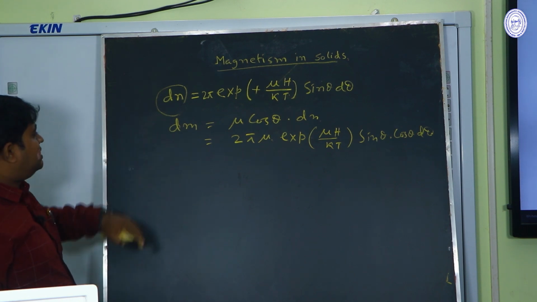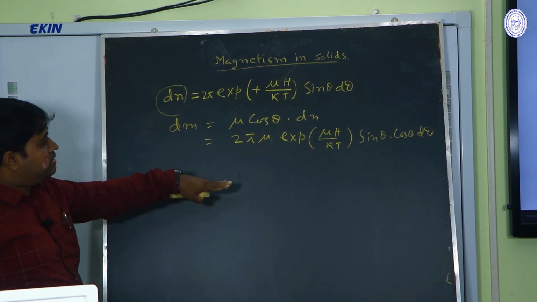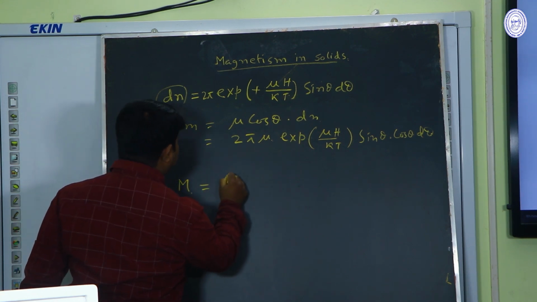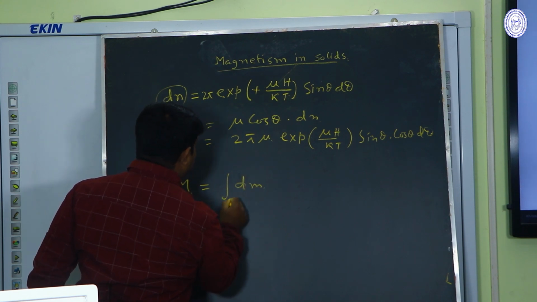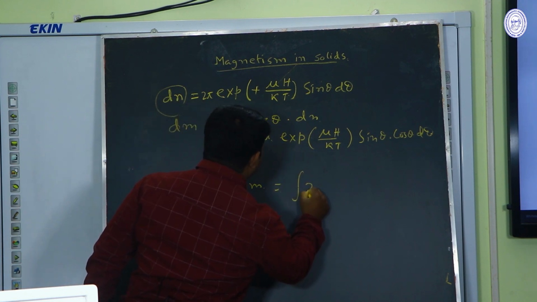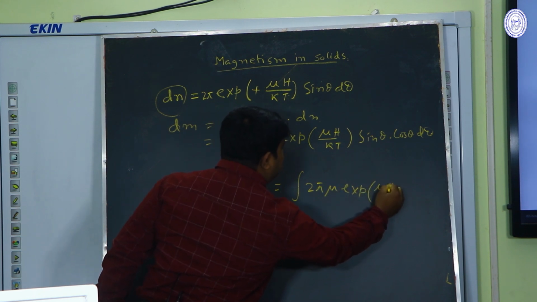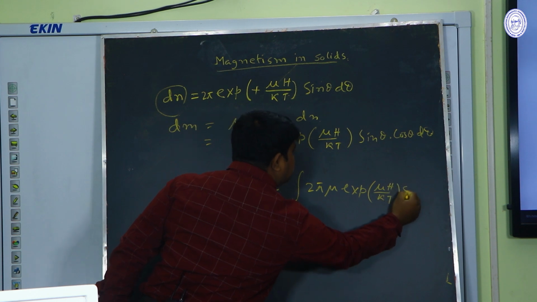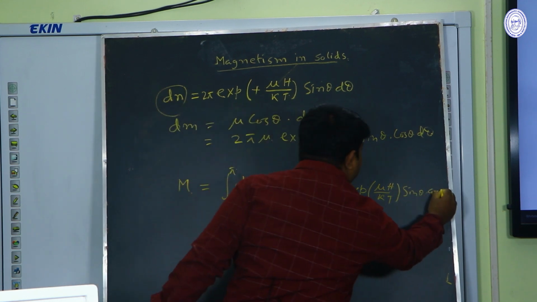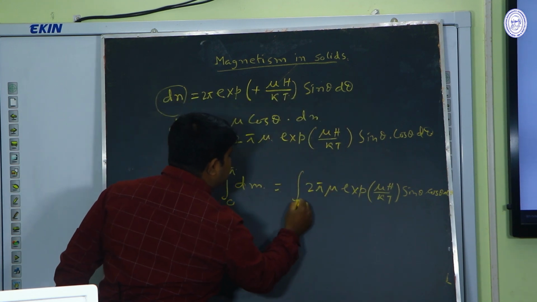So the total magnetization due to all dipoles lying from theta equal to 0 to pi is equal to the integration of dm from 0 to pi, that is the integration of 2 pi mu exponential mu H by kT sin theta cos theta d theta. The limit of the integration is 0 to pi.